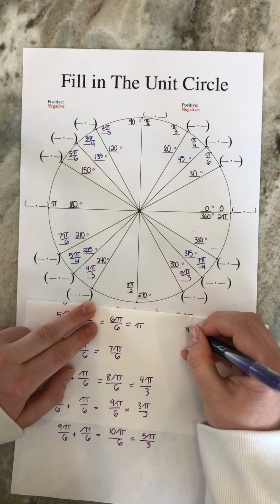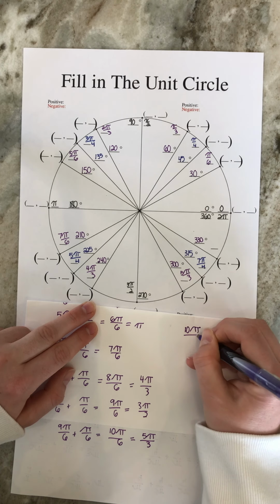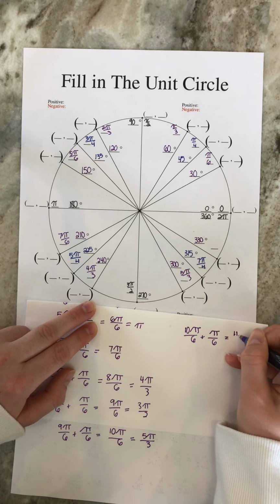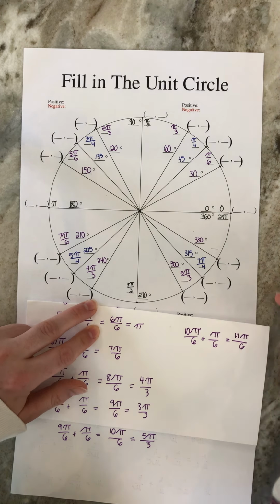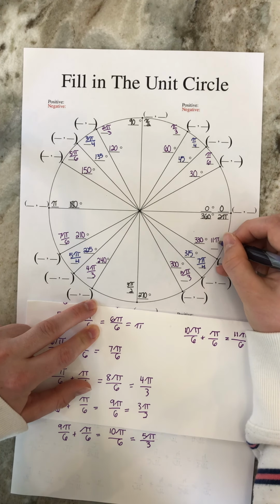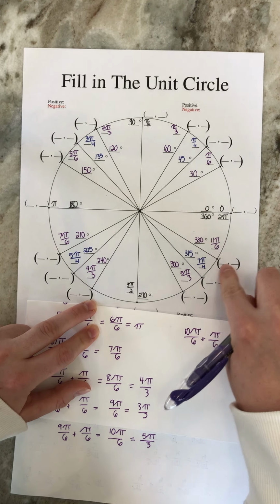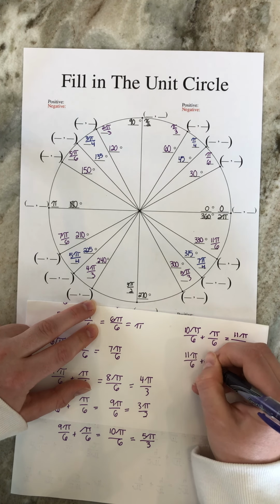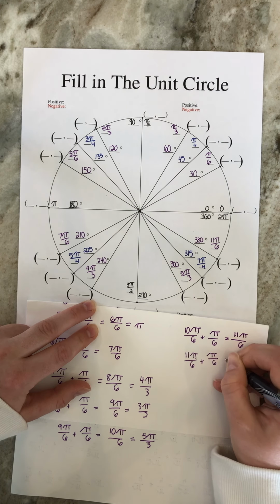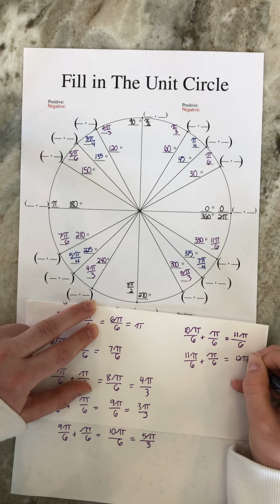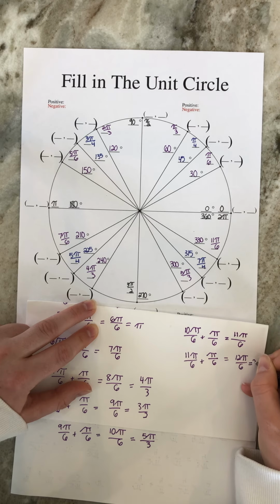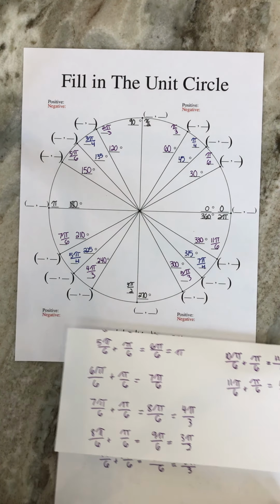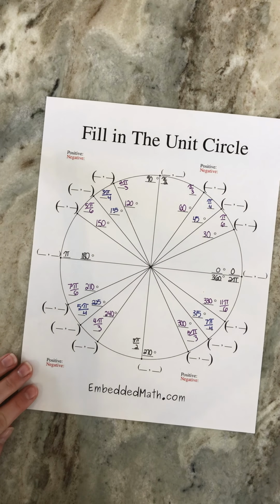We take that 10 pi over 6 and add pi over 6. We get 11 pi over 6. And if we add it once more, we should get back to 2 pi. So 11 pi over 6 plus pi over 6 gives us 12 pi over 6, which does simplify to just 2 pi. So we have all of our radian measures in addition to the degrees.